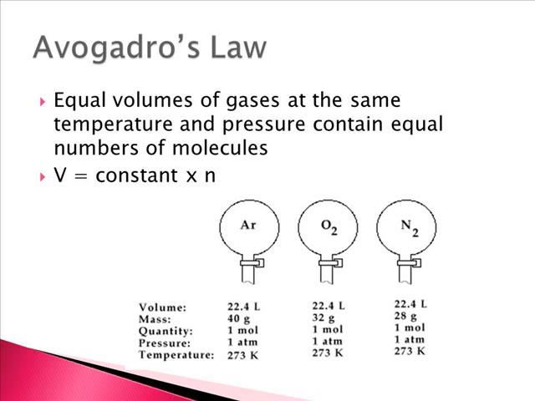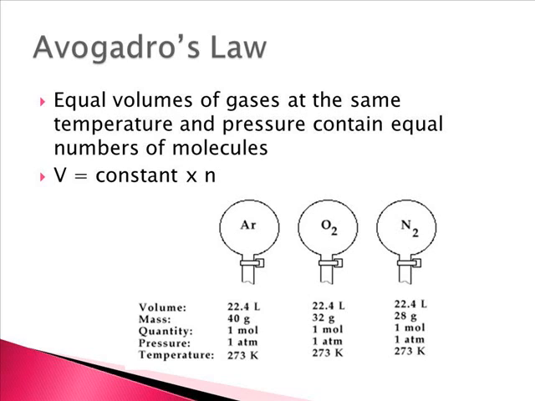Avogadro's law says that equal volumes of gases at the same pressure and temperature have equal numbers of molecules. We would now say today equal volumes contain equal moles at the same conditions. In other words, volume is some constant times the number of moles. So if you have a mole of argon gas, a mole of oxygen gas, and a mole of nitrogen gas, they will all occupy the exact same volume at the same temperature and pressure.